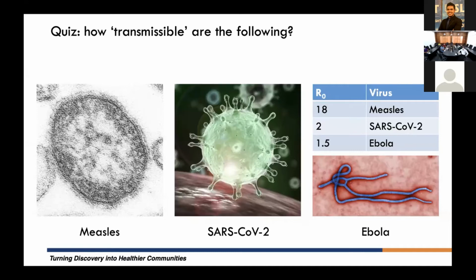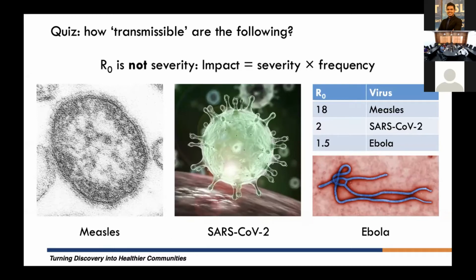I think that shows the importance of separating out transmissibility from the overall impact. The severity of an outbreak is not determined only by the frequency at which that pathogen appears in the population. That's determined by the transmissibility, but also by the severity. I think most people in the audience would rather get measles or SARS-2 than Ebola, because Ebola has a case fatality rate somewhere like 40–50%.